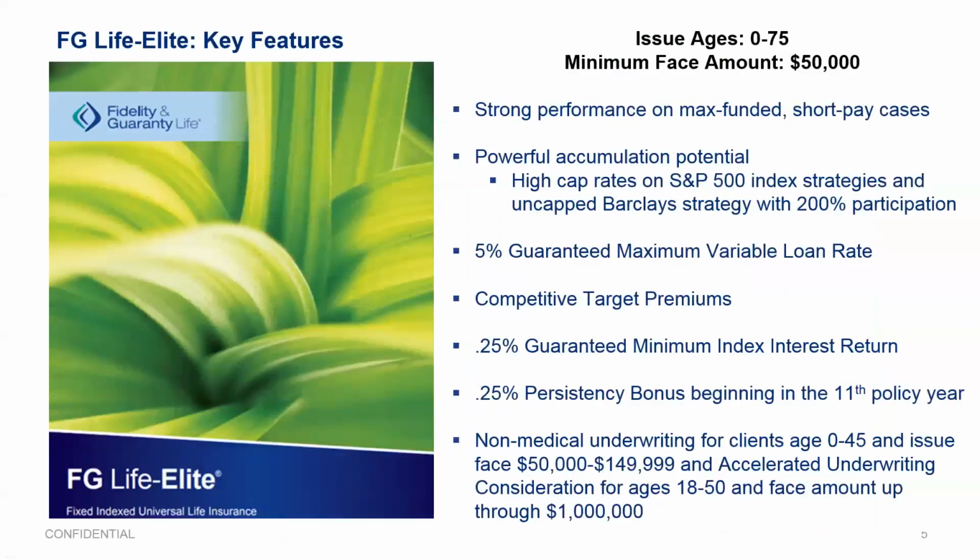Quick overview about the product before we just dive into some case design components. Well, we can issue the Life Elite product from age 0 to 75, and I'll show you today a couple of juvenile scenarios. It's a very popular solution for juvenile sales, creating that multi-generational planning. We begin with a minimum issue face amount of $50,000, so it's really designed to be a solution that can work at a wide range of budgets for our clients.